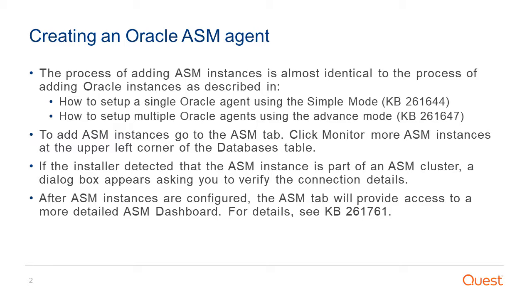To add ASM instances, go to the ASM tab. Click Monitor More ASM Instances at the upper left corner of the Databases table. If the installer has detected that the ASM instance is a part of an ASM cluster, a dialog box will appear asking you to verify the connection details. After the ASM instances are configured, the ASM tab will provide access to a more detailed ASM dashboard. For details, please see Reviewing the ASM Instances video.